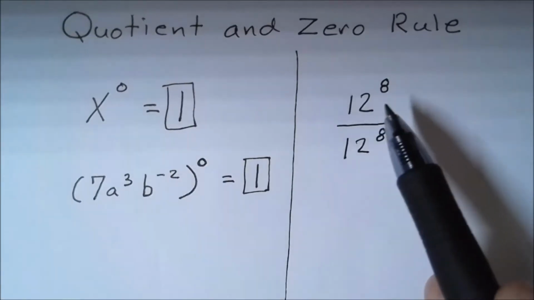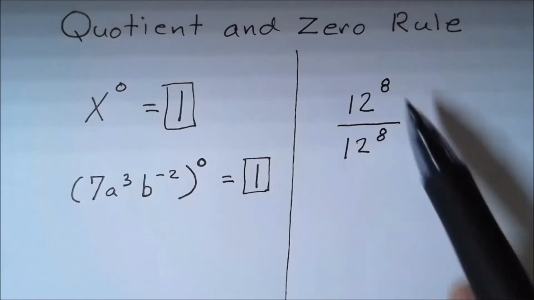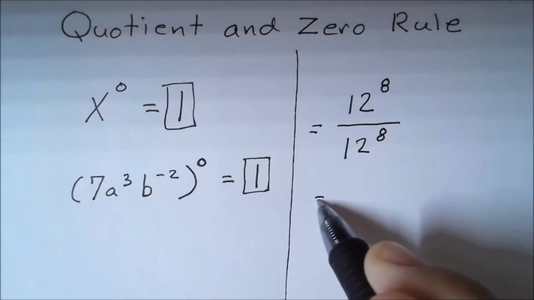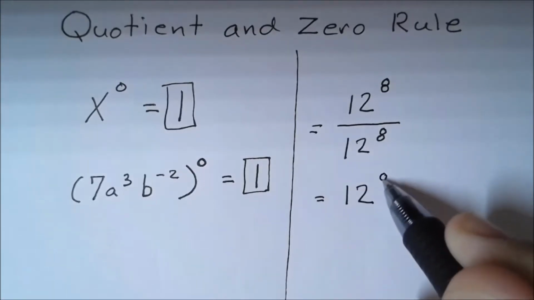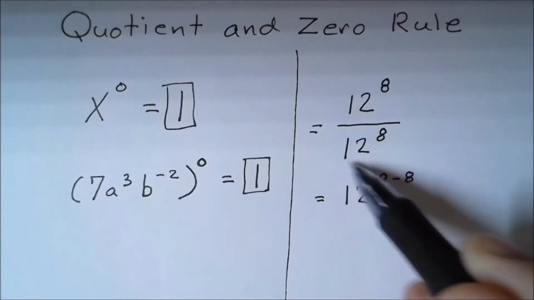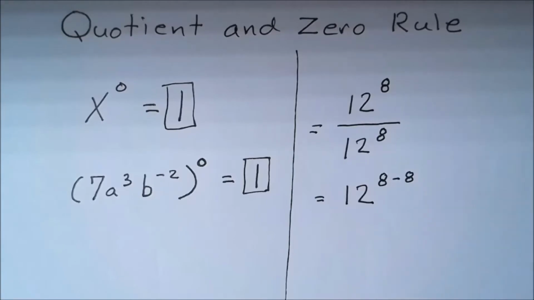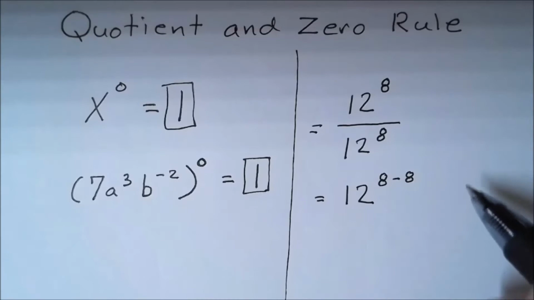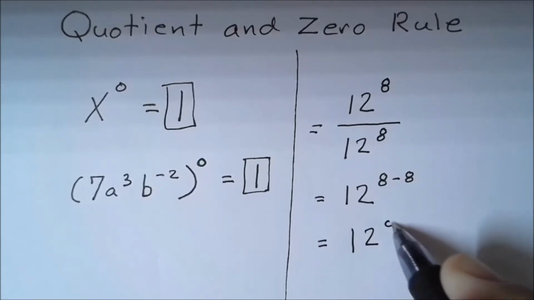And the quotient rule says that when we have bases that are the same, we just simply subtract their powers from one another. So this is equal to the base of 12 to the power of 8 minus the power of 8, because we want to move this up to the top. And to move it up to the top, we just subtract the powers. So we got 12 to the power of 8 minus power of 8. That's going to be equal to 12 to the power of 0.